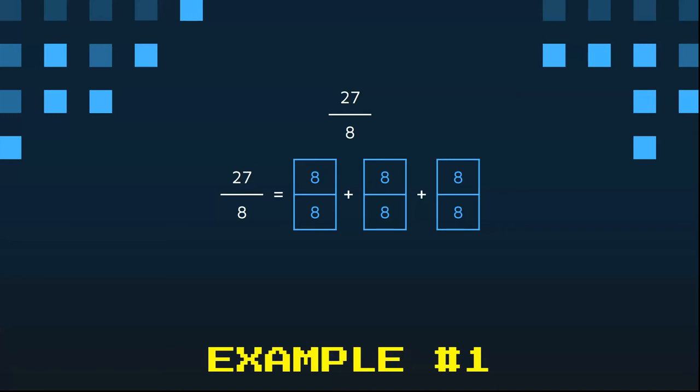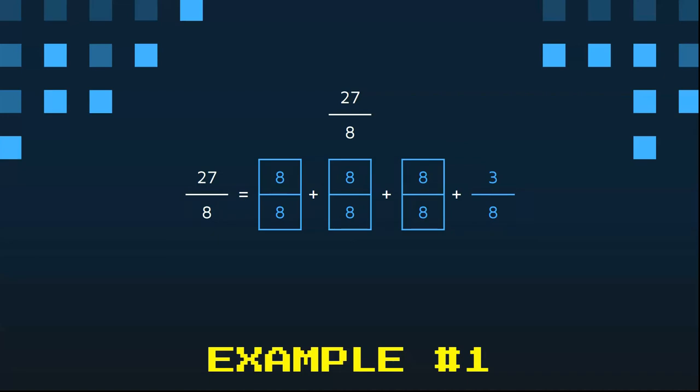How much do we still need to hit 27? 3. So 24 plus 3 is 27. And the denominators, of course, all stay the same. So how many whole numbers do we have? How many big giant ones do we have there? We have 3. And we have the 3/8 that is left over.